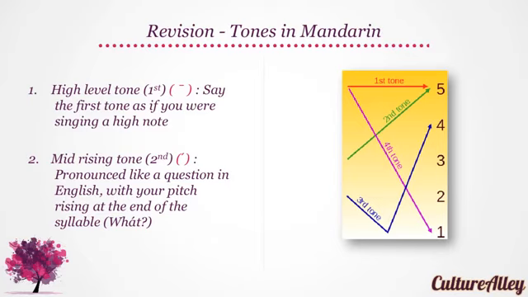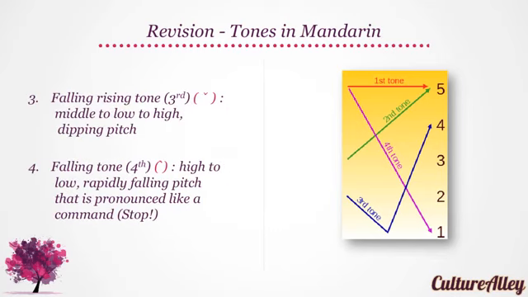Now let's review what we've learned so far. The high tone, or the first tone, is denoted by a high bar over the vowel, and it is said as if you were singing a high note, like ah. The mid-rising tone, or the second tone, is denoted by an upward slant from left to right. It is pronounced like a question in English, with your pitch rising at the end of the syllable, like in the interrogative, what?